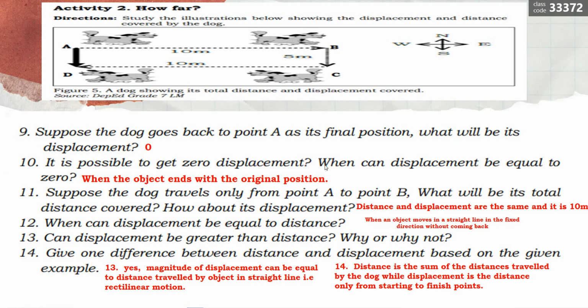13. Can displacement be greater than distance? Why or why not? The magnitude of displacement can be equal to the distance traveled by an object in a straight line, for example, rectilinear motion. Number 14. Give one difference between distance and displacement based on the given example. Answer: Distance is the sum of the distances traveled by the dog, while displacement is the distance only from the starting to finish points taken by the dog.